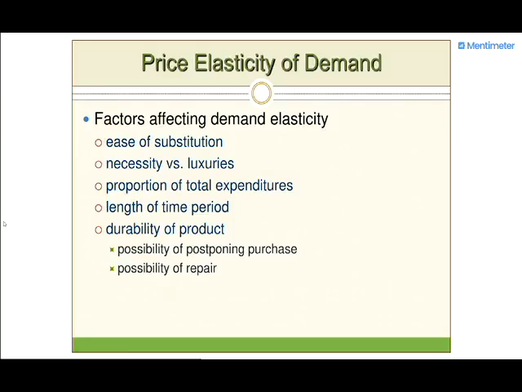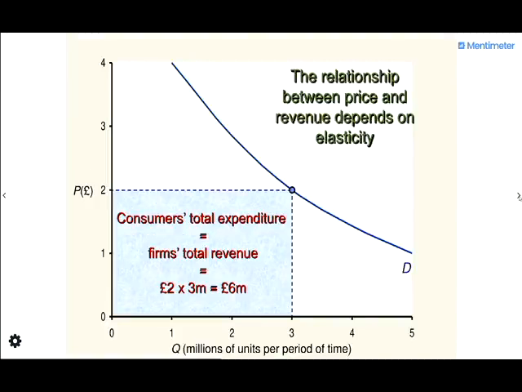And durability of products. Certain products are quite durable. We can fix them, repair them, and delay the purchase of them. If the prices go up, as a result, they also become elastic. While they might be inelastic initially, because they are durable, we can reuse them or buy them from a secondary market, or second-hand market. So these are important factors that determine elasticity.